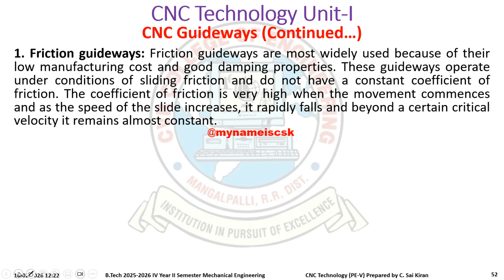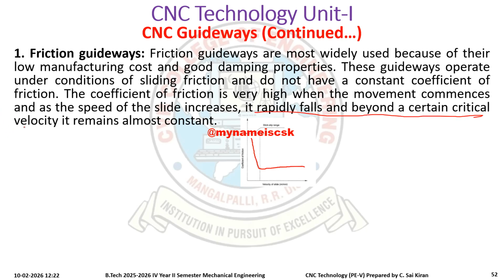Next, friction guideways. Friction guideways are most widely used because of their low manufacturing cost and good damping properties. These guideways operate under conditions of sliding friction and do not have a constant coefficient. In this graph, this is the coefficient of friction and this is the velocity of slide. Till the stick-slip range it follows, and gradually it will increase, then rapidly falls, and beyond a certain velocity it remains almost constant.